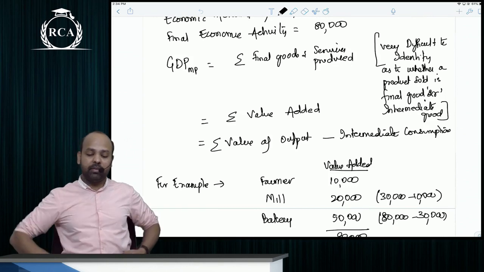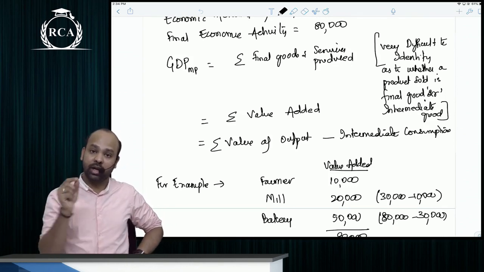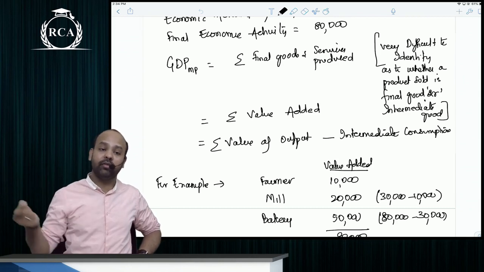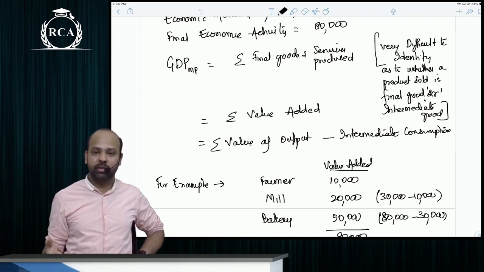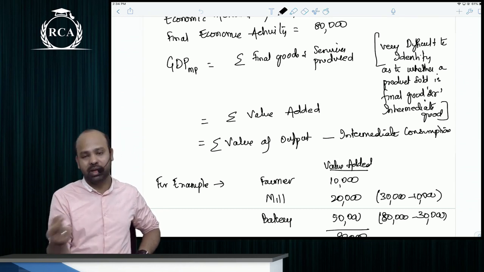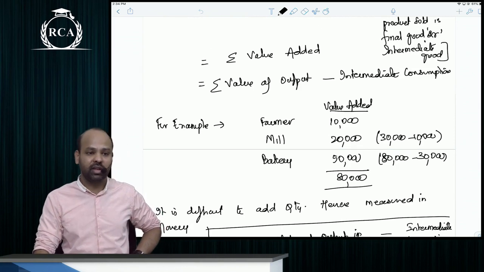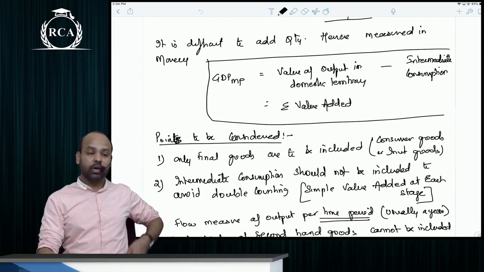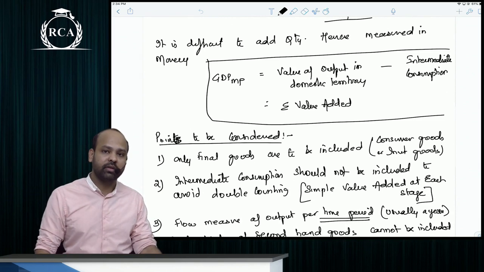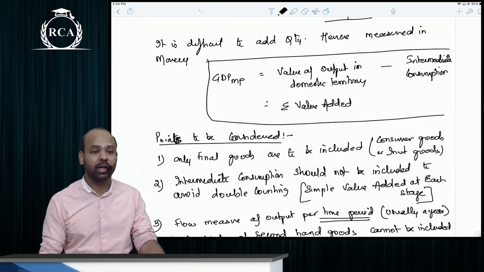So GDP at market prices is the summation of all final goods and services produced, final consumer goods, final investment goods. But because it is not possible, this is why we go by the concept of value addition. Whatever is the value of output minus intermediate consumption. Value of output will be sales plus changes in inventory. Okay. Now because it is very difficult to add quantities, we measure GDP in money. So you will have to convert everything into monetary terms.